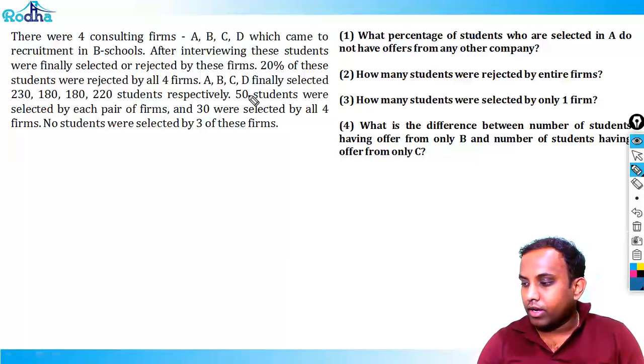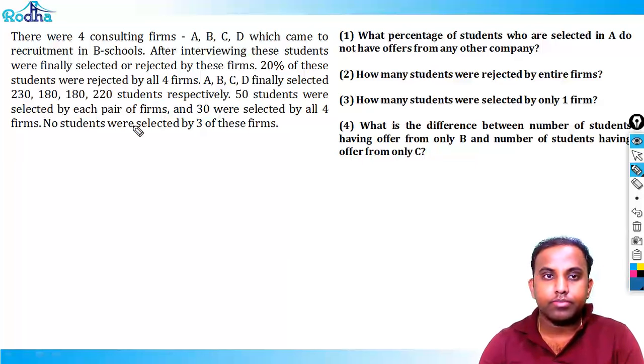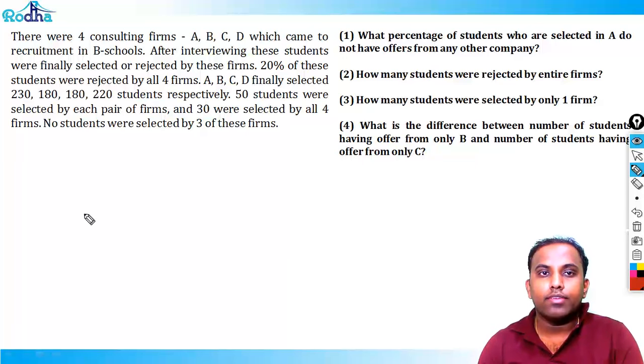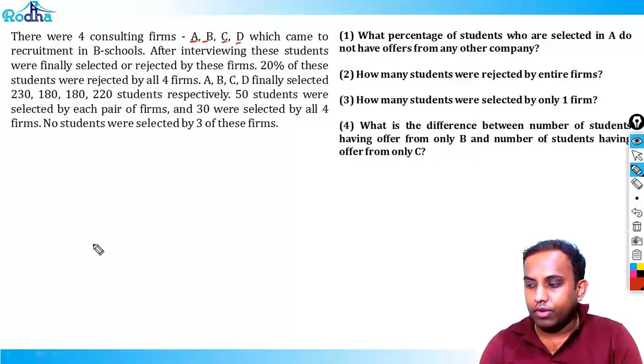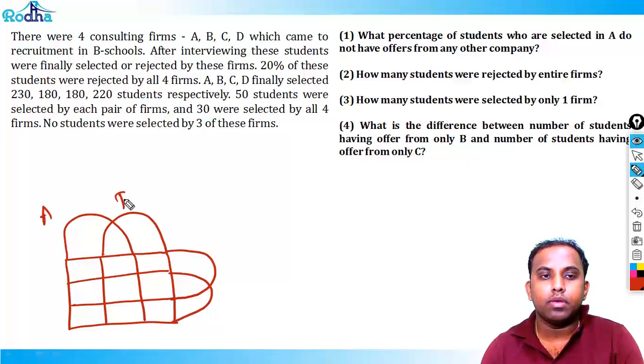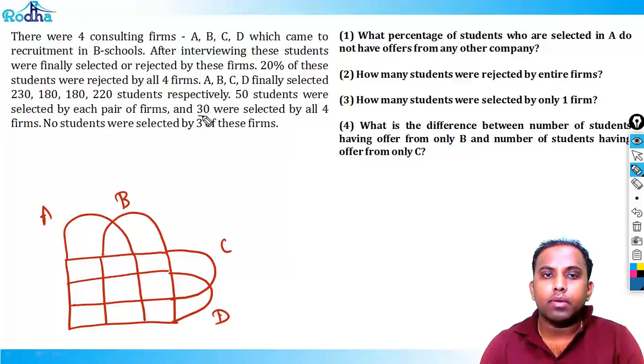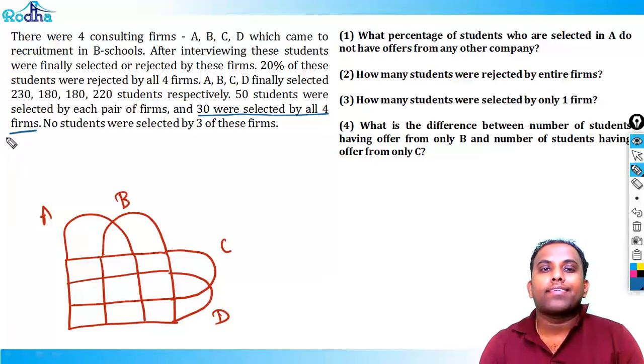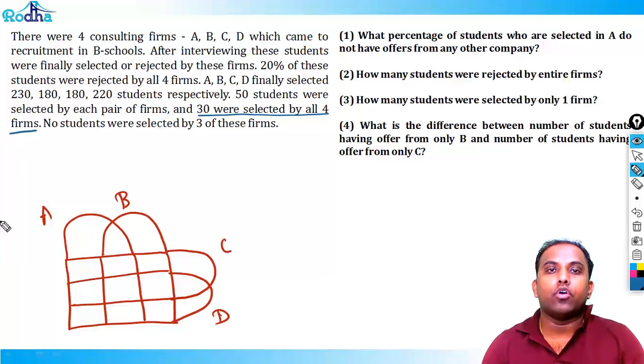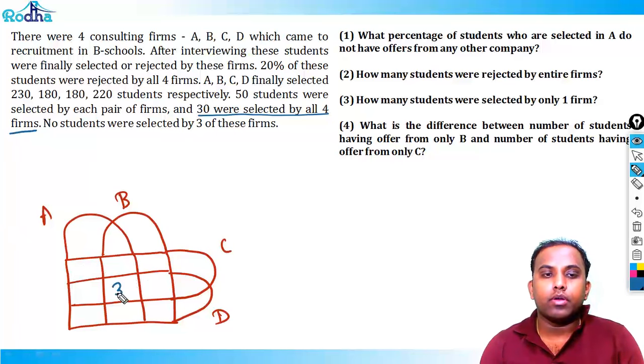Let's make a Venn diagram for this. Okay, for selection, so we'll make a Venn diagram. So again, it's a four set Venn diagram, A, B, C, D. This is A, this is B, this is C, this is D, right? So it is given that 30 students were selected by all four firms. I told you always to start with maximum intersection. So the intersection of all four, then 3, then 2, then 1. So 30 were selected by all four.